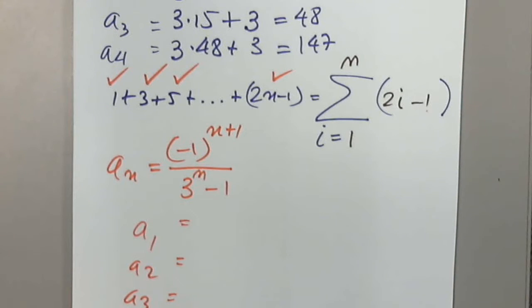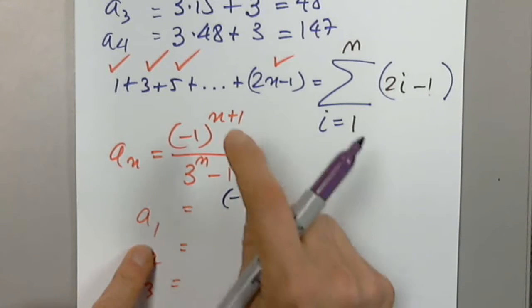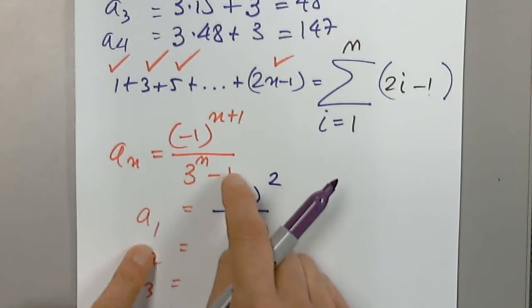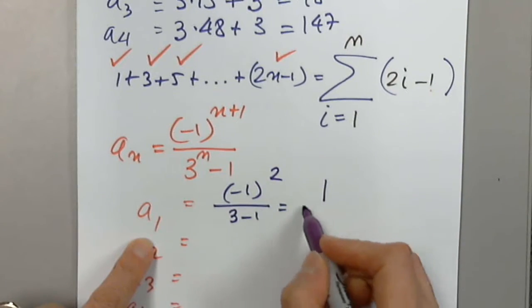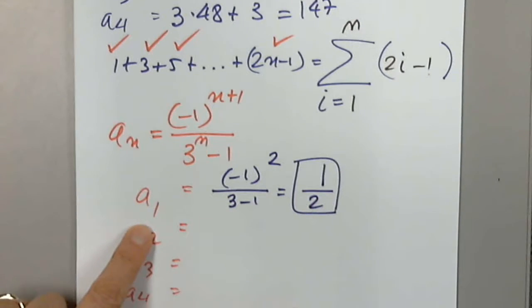This time, it's easier. Why? I don't have to look at a pattern. I only have to plug it in. Okay, so let's plug it in. n equals 1. Negative 1 to 1 plus 1, which is 2, over 3 to the first power minus 1. Negative 1 squared is 1. 3 minus 1 is 2. Done.